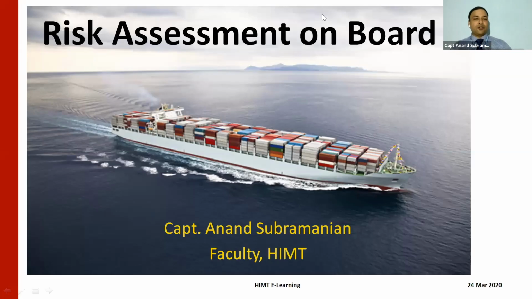Okay, this is primarily for onboard use. So we are mainly looking at the marine field of it, and we're not looking at the offshore field or aviation or any other field. So how it is typically done in the marine field.